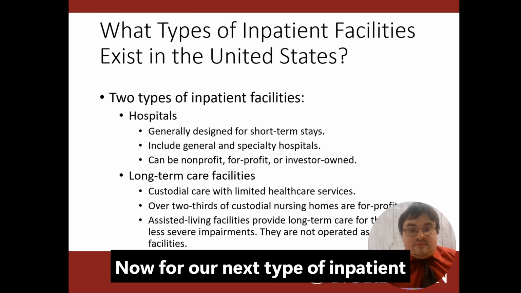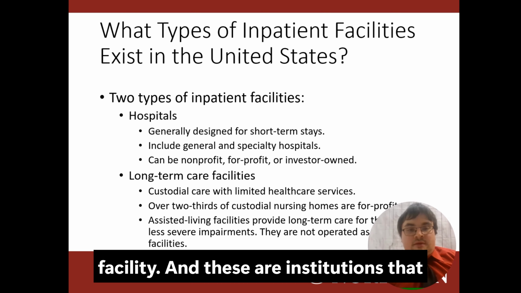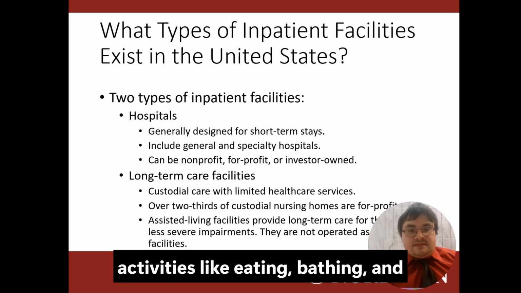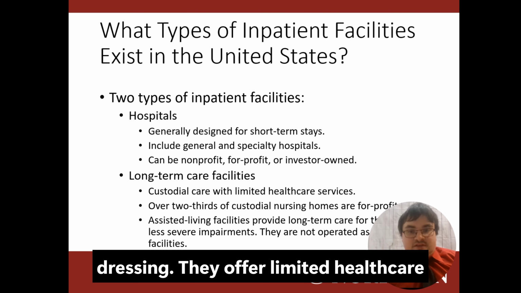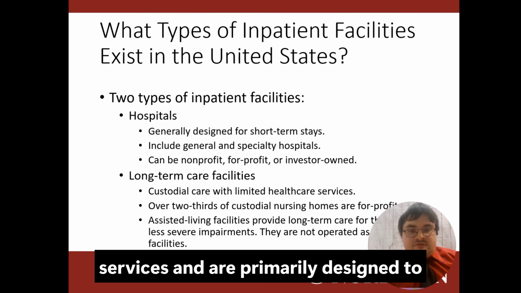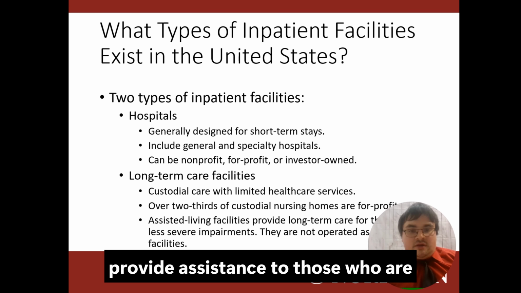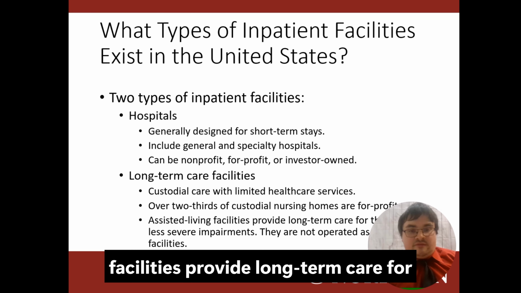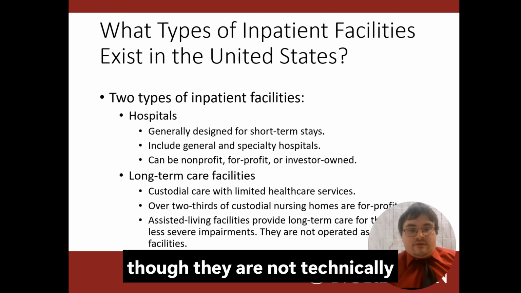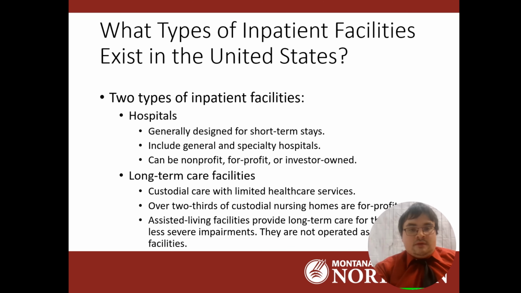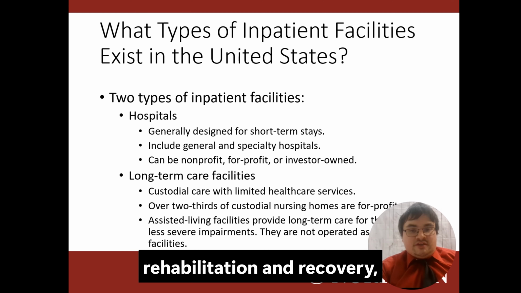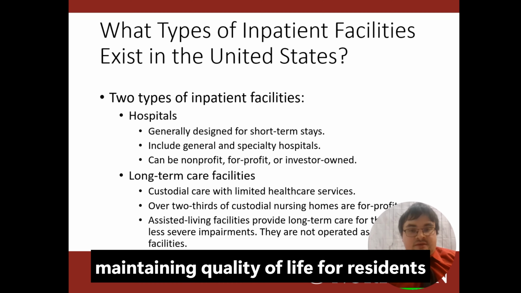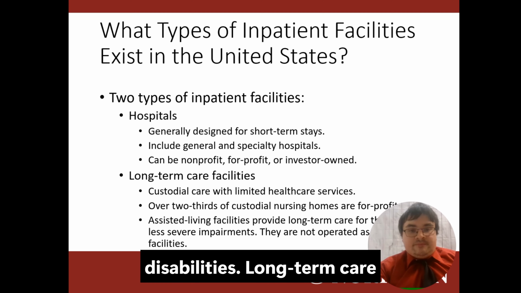Now for our next type of inpatient facility, we have the long-term care facility. These are institutions that provide custodial care, which involves helping individuals with basic daily activities like eating, bathing, and dressing. They offer limited healthcare services and are primarily designed to provide assistance to those who are unable to perform activities of daily living. Assisted living facilities provide long-term care for those with less severe impairments, though they are not technically healthcare facilities. Now, unlike hospitals, which focus on rehabilitation and recovery, long-term care facilities focus on maintaining quality of life for residents who have chronic conditions or disabilities.